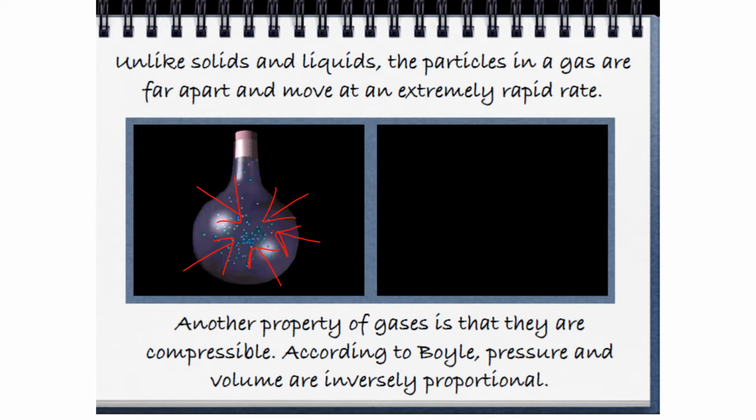According to Boyle, pressure and volume are inversely proportional. What that means is that as you increase the pressure, as you make those particles go into a smaller area, their volume is going to decrease. Inversely proportional means that as one thing increases, the other one decreases. So if you increase the pressure, the volume will decrease.